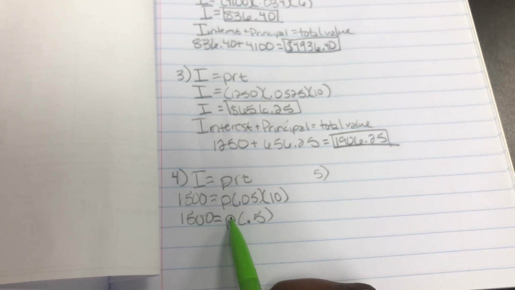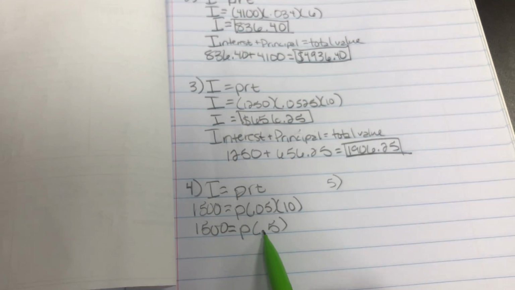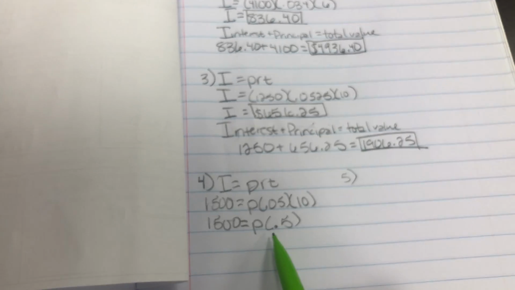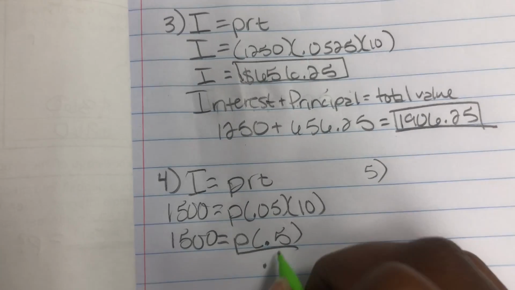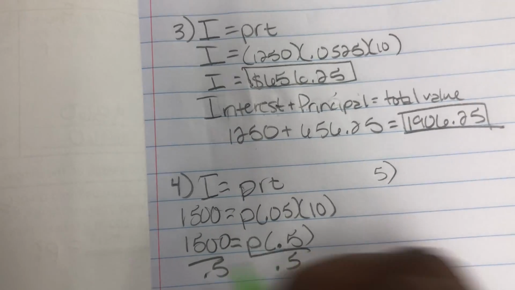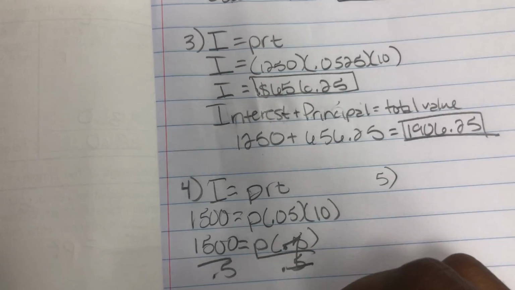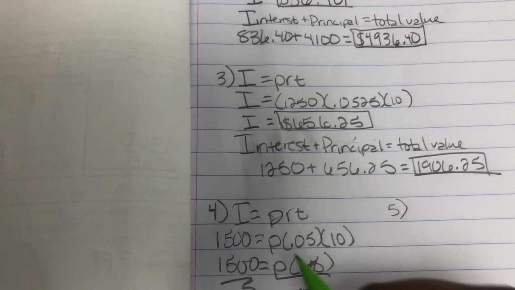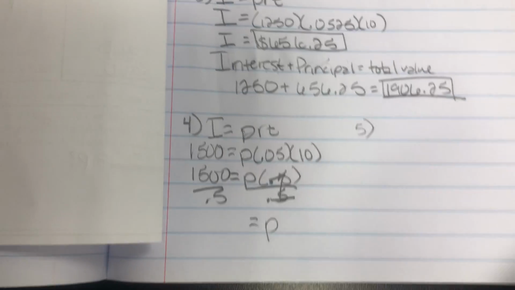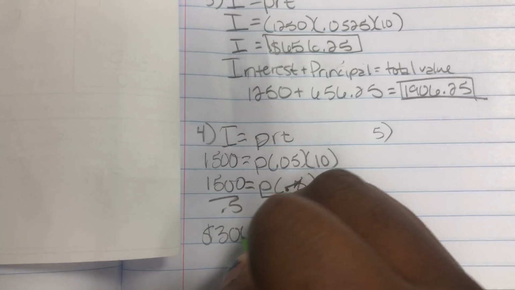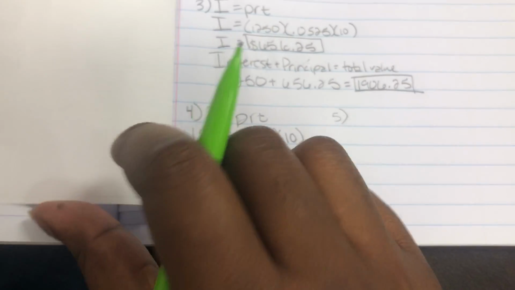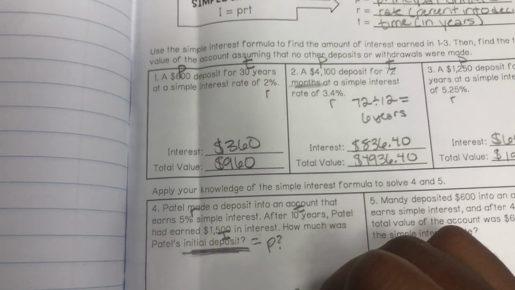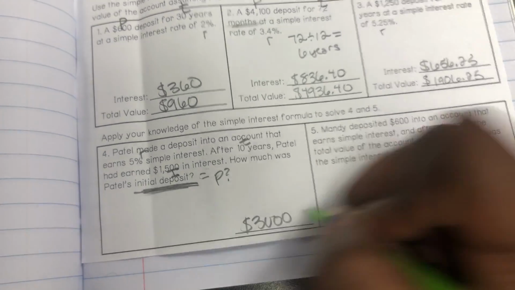And then after that, if you've got to get this P by itself, what do you have to do with this? Because it's stuck by multiplication, you've got to divide on both sides. So divide by 0.5 on both sides. That goes away. Now your principal is, once you put that into the calculator, he started out with $3,000. There you go. Wasn't that difficult, hopefully. So $3,000.